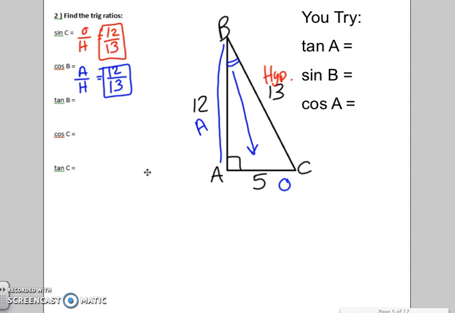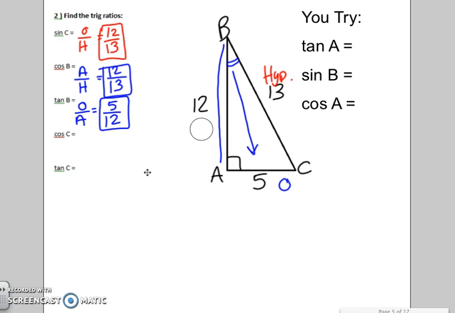I'm staying at B for tangent, so I'm going to leave that labeled. So tangent is opposite over adjacent. So opposite of B is going to be 5. Adjacent to B is going to be 12. Cannot reduce that fraction. That'd be my answer.